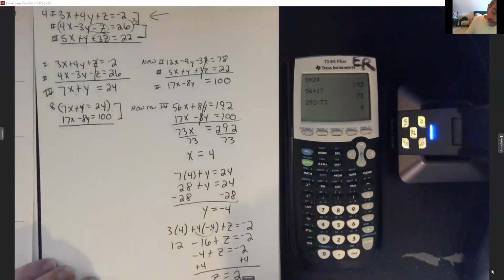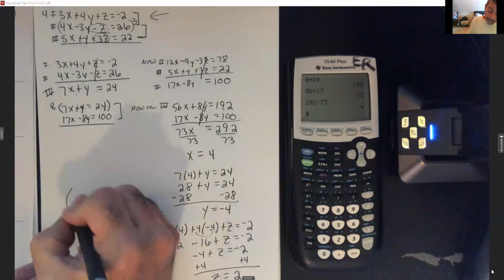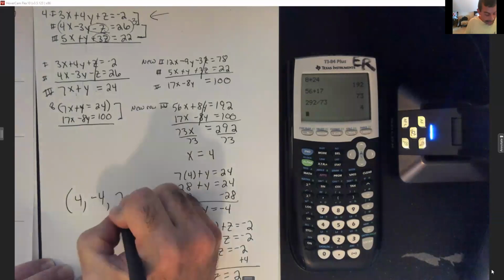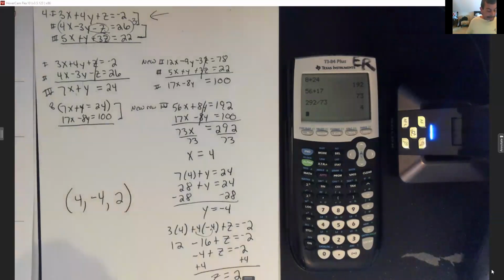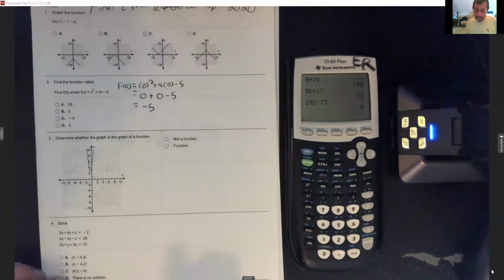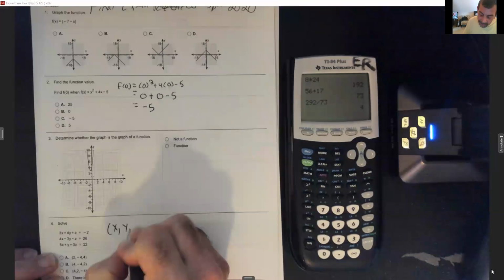So our answer will be x is 4, y is negative 4, and z is a positive 2. And if y'all notice, 4, negative 4, 2. So you got to have them in order of the x, the y, and the z when you're done with these answers. Okay?